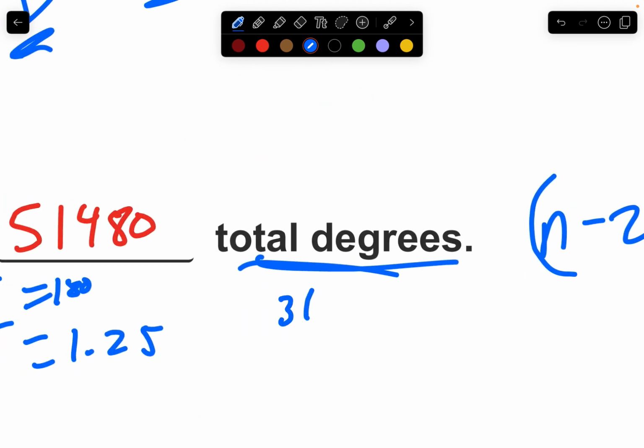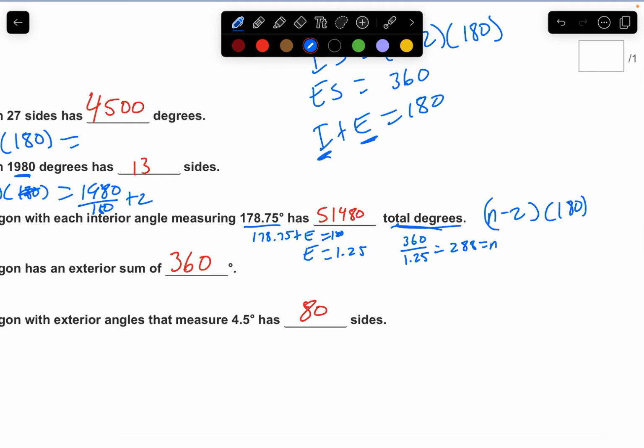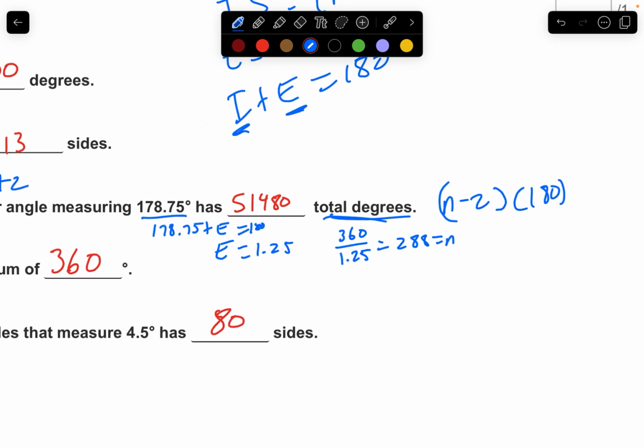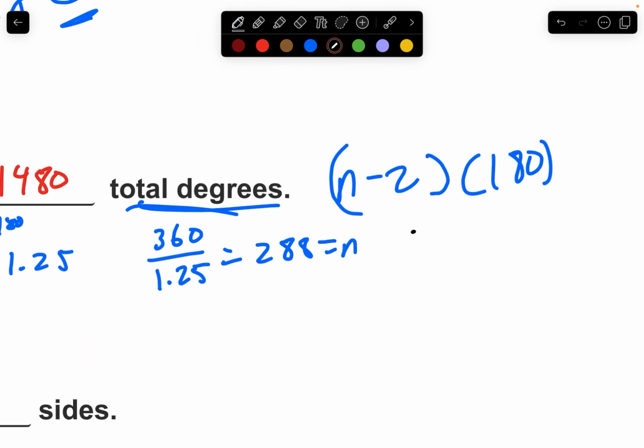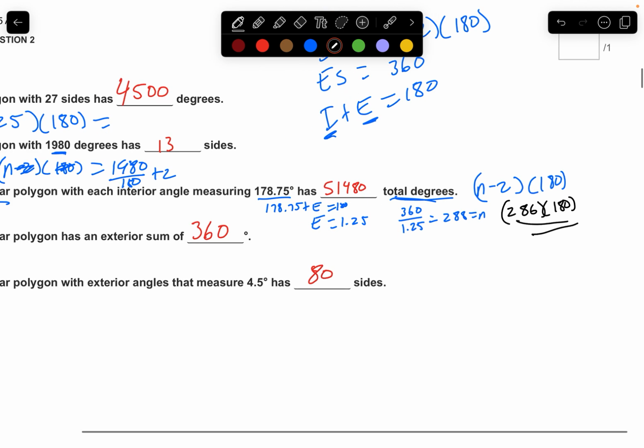Well, if there's 360 total degrees and they're 1.25 degrees each, I need to figure out how many of them there are. That is 288. That is N. That's how many there are. So if there's 288 sides, then I can do 286 times 180, and that's how many total degrees are inside this shape. And that's 51,480. So that is our answer.